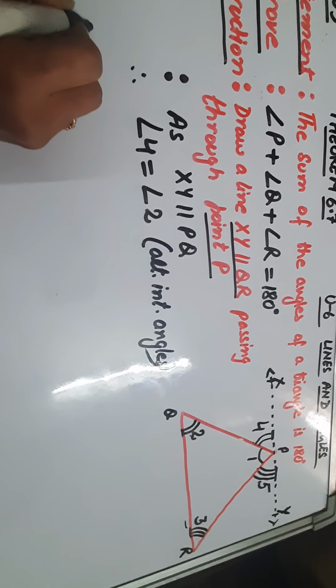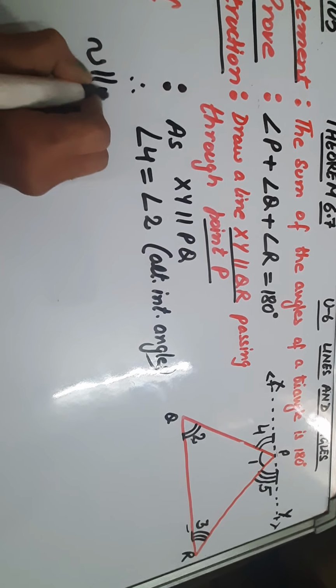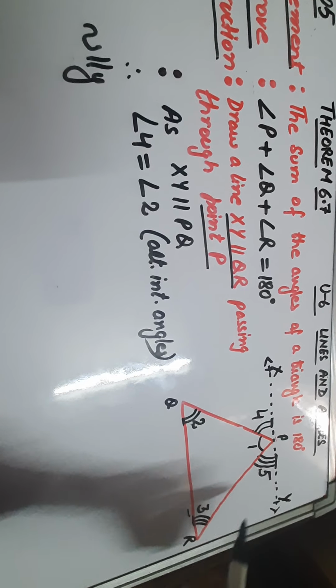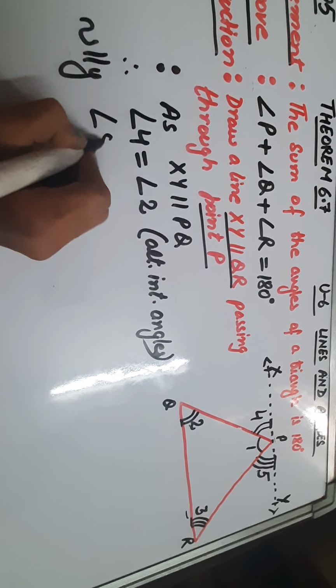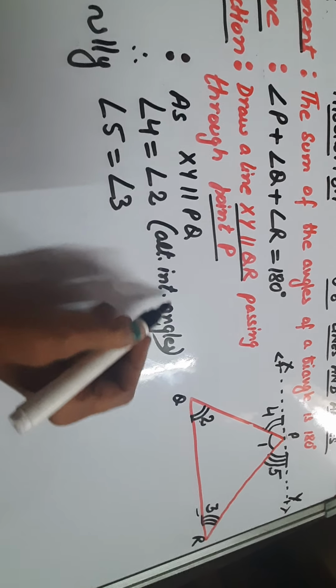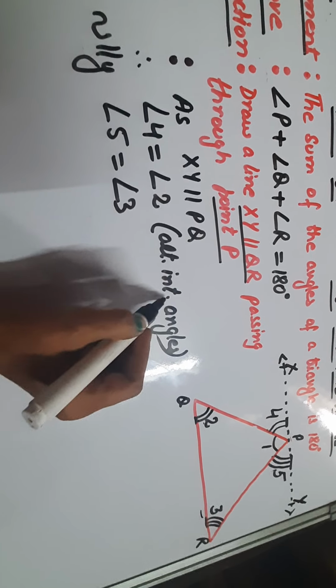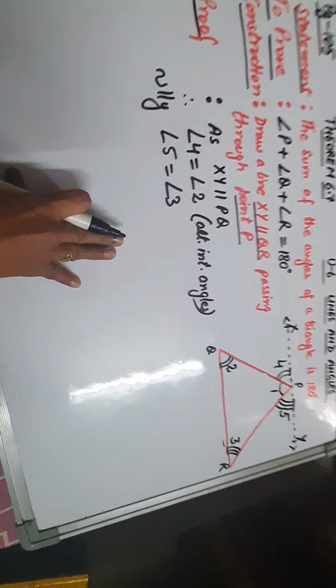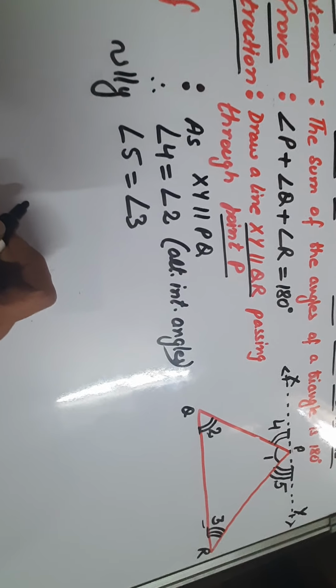So similarly, we will write "similarly". This is a symbol for similarly. कि इसी तरह से angle 5 will be equal to angle 3. If we write the word similarly, then there is no need to write the reason again, because similarly means इसी तरह से ये दोनों एंगल भी इक्वल हो जाएंगे.